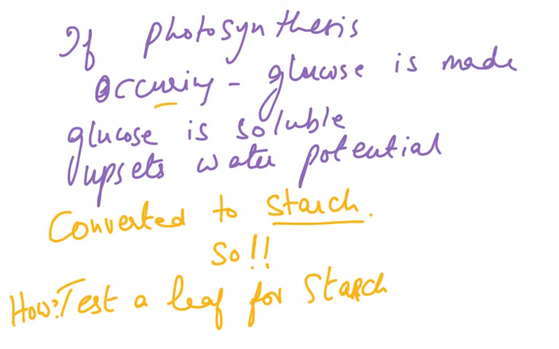If photosynthesis is occurring, glucose is made. That we know for sure. But the glucose is soluble and cannot be kept as glucose, so it will upset the water potential. So water will start entering the leaf or the cell. So it is immediately converted to starch. So then, how can we prove that photosynthesis has taken place? We can test a leaf for starch, and if the leaf contains starch, then of course we say photosynthesis has taken place. If there is no starch present in the leaf, then photosynthesis has not taken place.